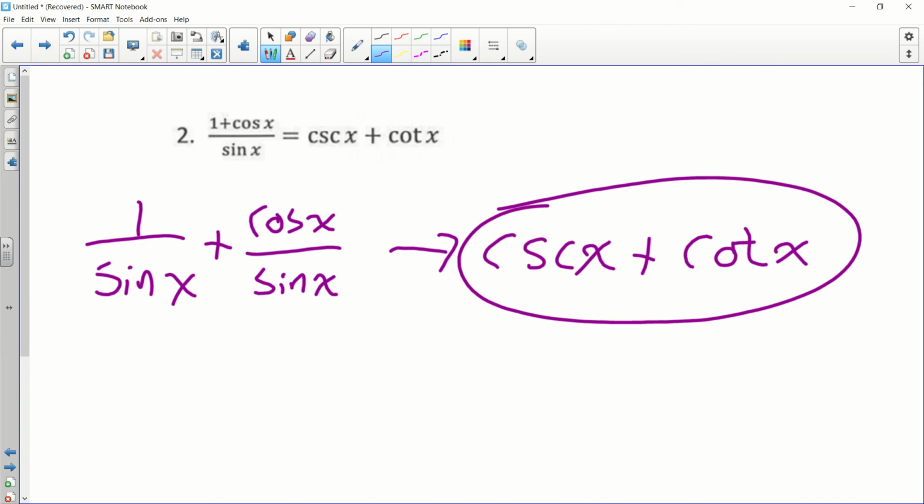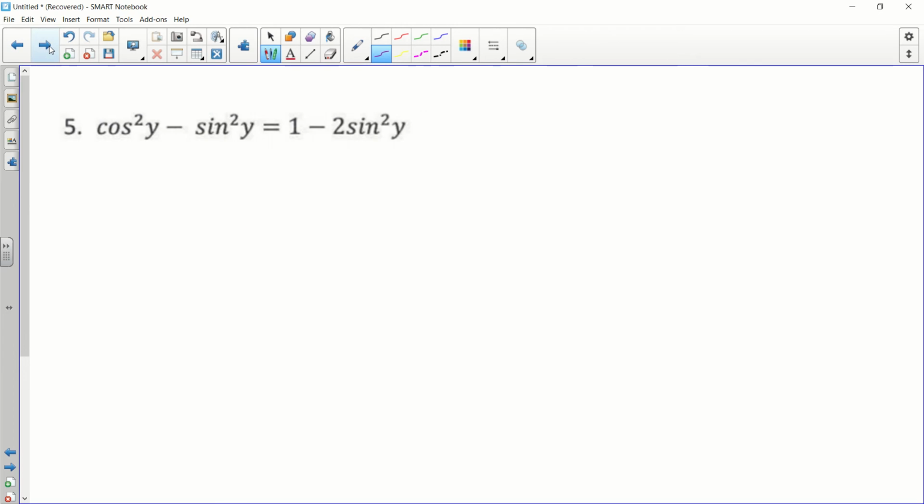So a pretty simple one if you can see how to get started. And that's going to be the key to a lot of these: what is my first step? What is going to get me on the path to proving the left is equal to the right? All right, so let's move on to our next problem, which will be number 5.